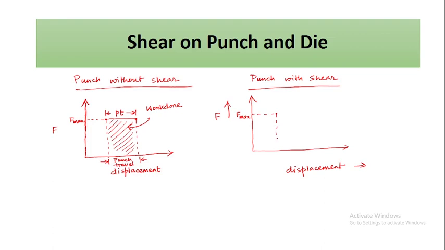Now in this case, as the shear is provided, we know that the shearing force required when the punch has shear is lesser than the maximum force. So the force will gradually decrease in this case.